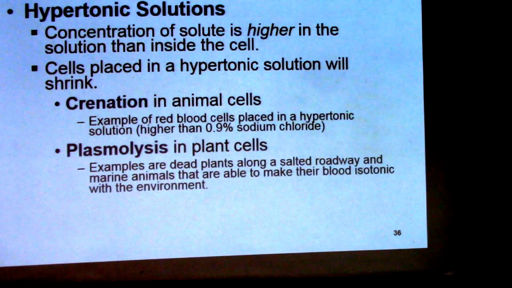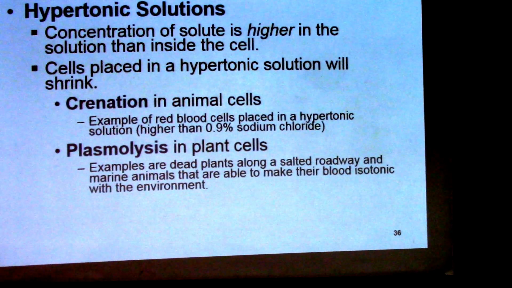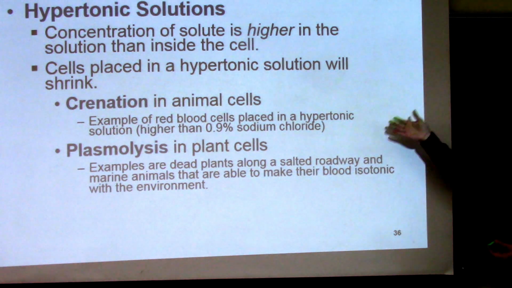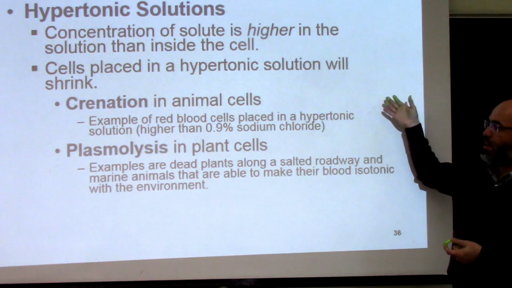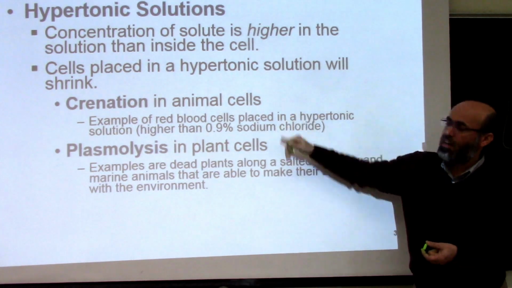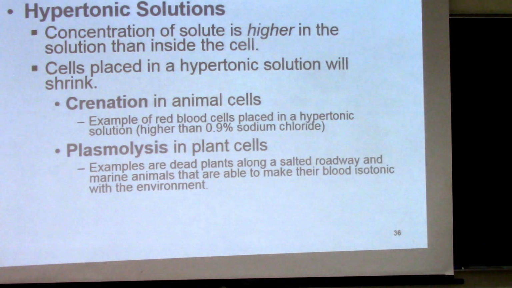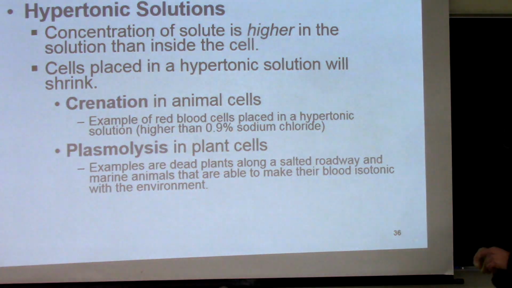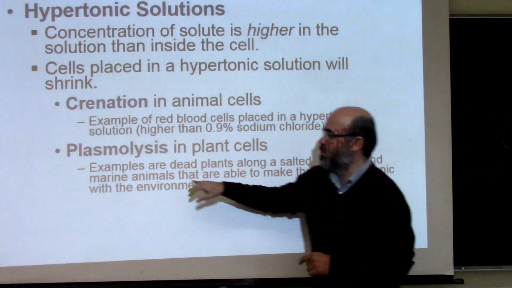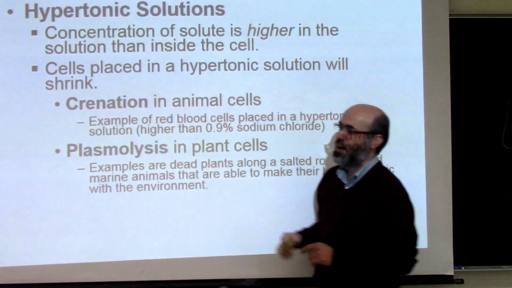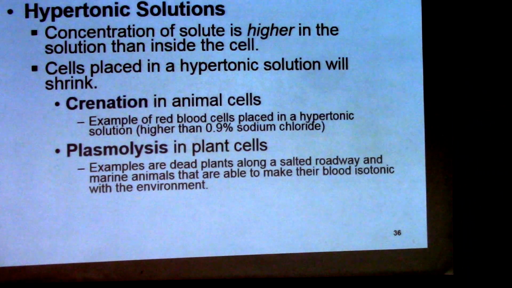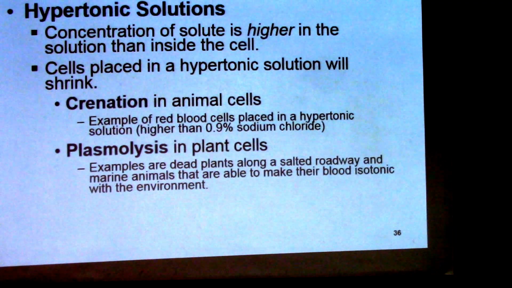Water, because there is a higher concentration of water inside than outside. So they will shrivel, they will crenate, and cells will collapse. That condition is called crenation when we talk about animal cells, and the same condition in case of plant cells is called plasmolysis. It means the loss of plasma. Plasma is cytoplasm in case of cells.